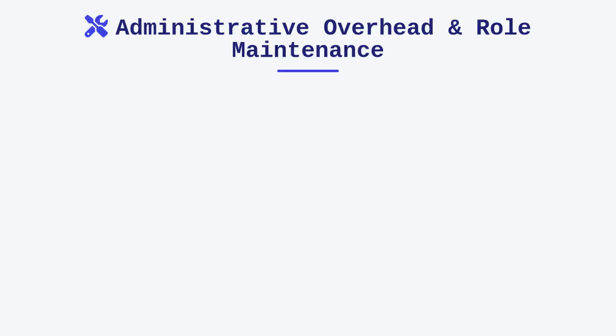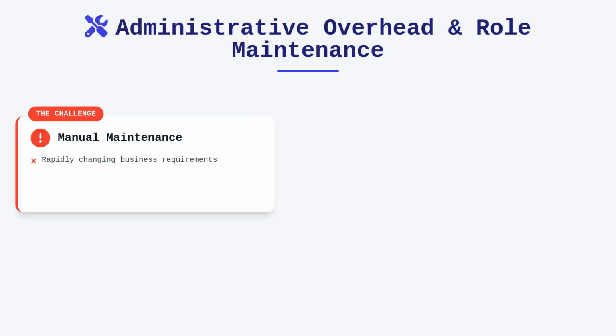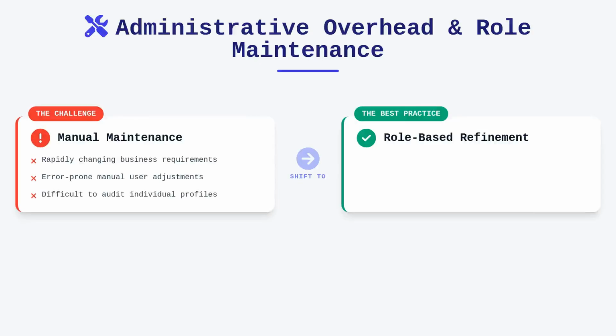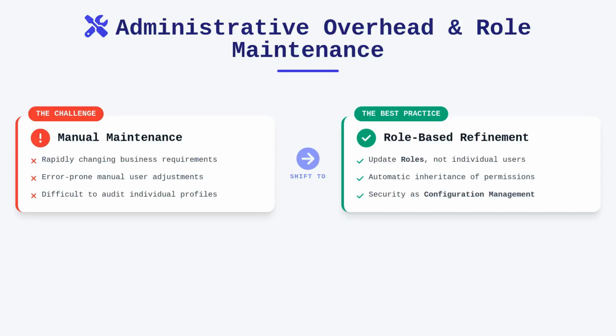Finally, let us consider the administrative overhead of maintaining these roles in an evolving environment where business requirements change rapidly. As banks expand their product offerings or reorganize their departments, the need for new roles or updated permissions becomes a constant factor in system maintenance. Rather than manually adjusting individual user profiles, which is error-prone and difficult to audit, the best practice is to refine the roles themselves so that all users inheriting those roles receive the update automatically.